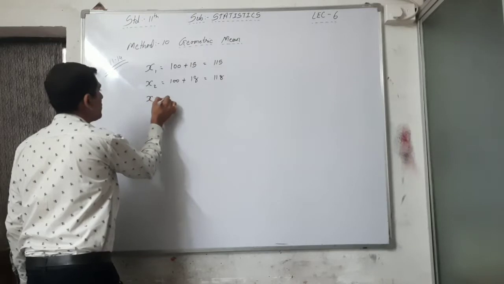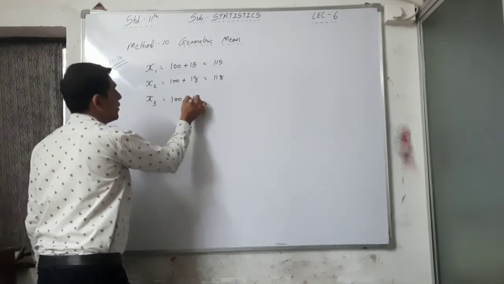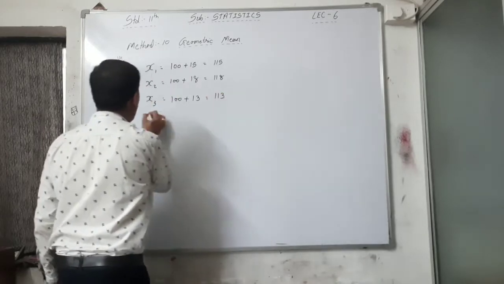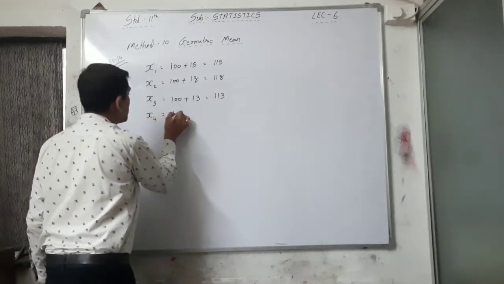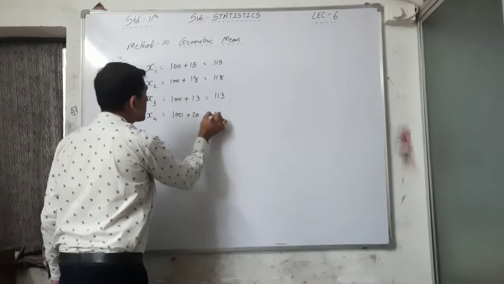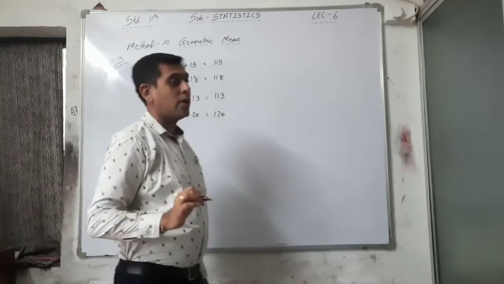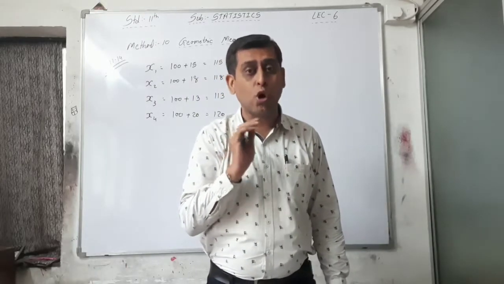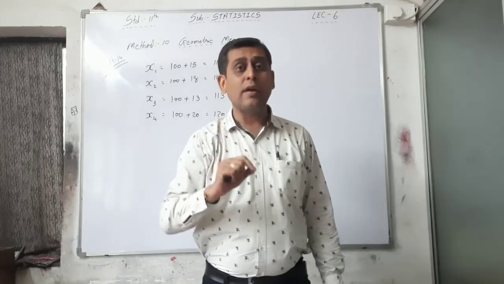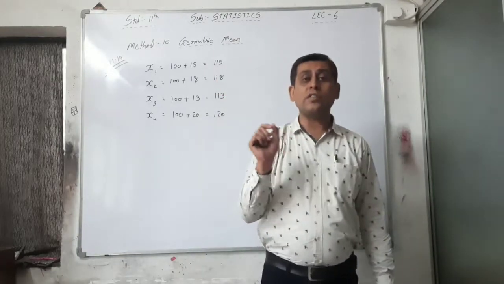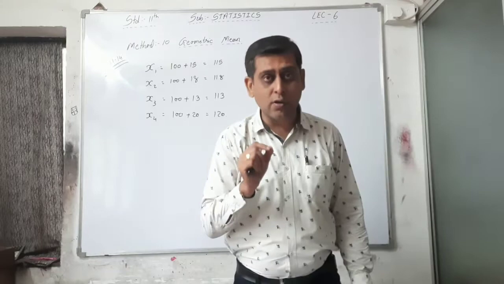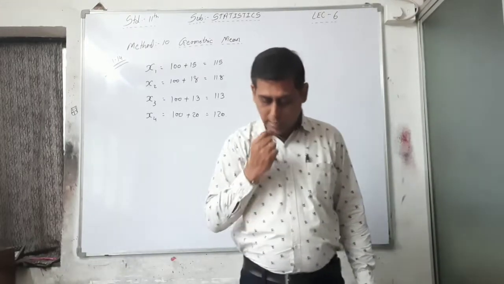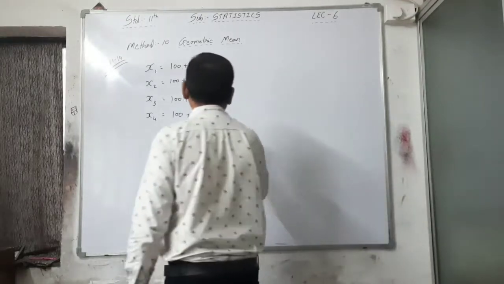Third one, 100 plus 13, it is 13%, yes, 113. And in the fourth observation, the increase is 20%, so 120 is our fourth observation. First of all, in this question we have to find out the 4 observations. They are not directly given, they are indirectly given. Percentage increase is given, so we have to add to 100 and find out X1, X2, X3 and X4. Okay, now see, the 4 observations are here.